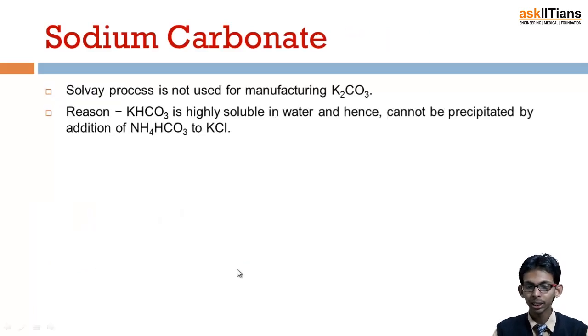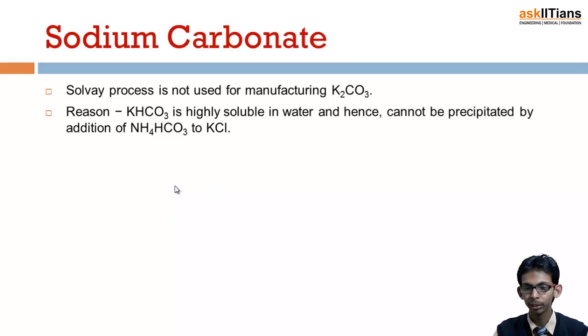But the Solvay process cannot be used for manufacturing potassium carbonate. It is used for synthesis of sodium carbonate, but for potassium carbonate we can't use this method. Why? Because of sodium hydrogen carbonate, which is a part of the reaction in the Solvay process for the preparation of sodium carbonate. What we did, we prepared sodium hydrogen carbonate and then heated it, which decomposed to form sodium carbonate.